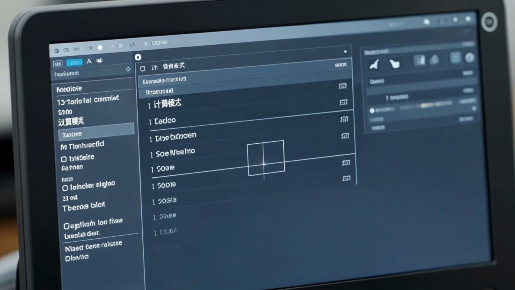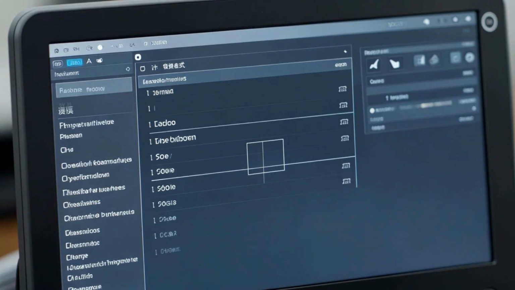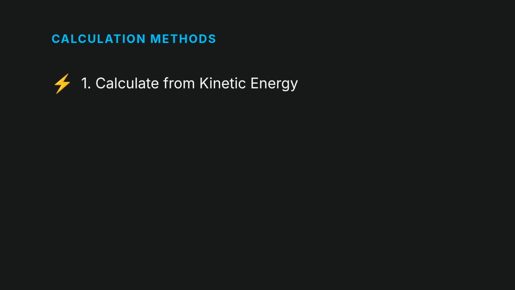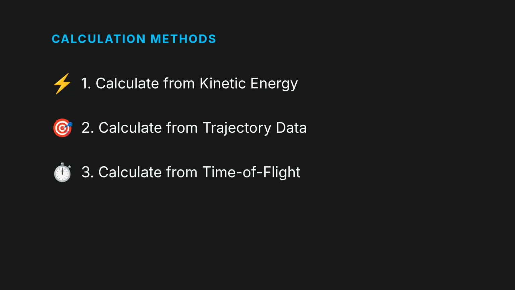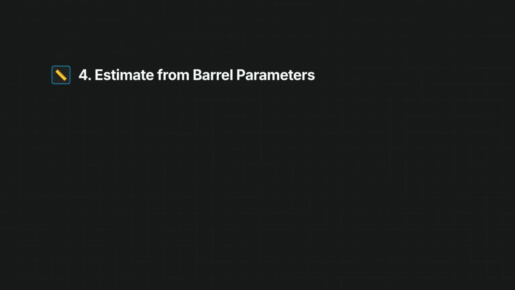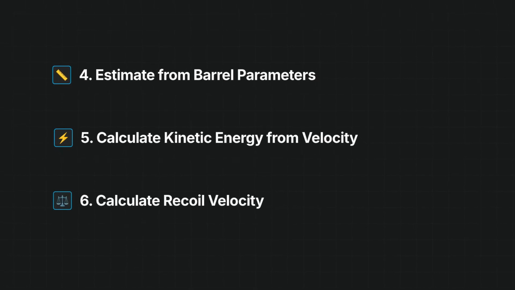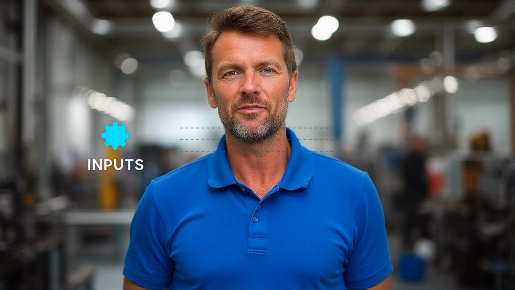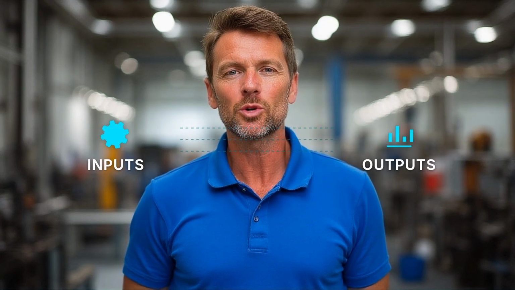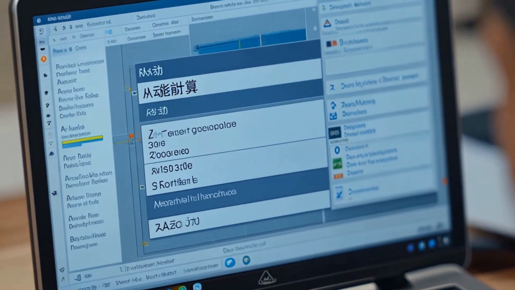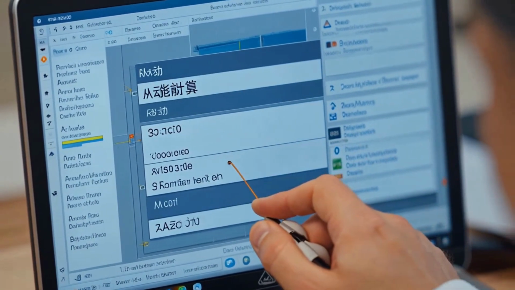The main control is the calculation mode drop-down menu. You have 6 options: calculate from kinetic energy, calculate from trajectory data, calculate from time of flight, estimate from barrel parameters, calculate kinetic energy from velocity, and calculate recoil velocity. Each mode requires different input parameters and provides corresponding outputs. For today's demonstration, we'll select Calculate from kinetic energy.